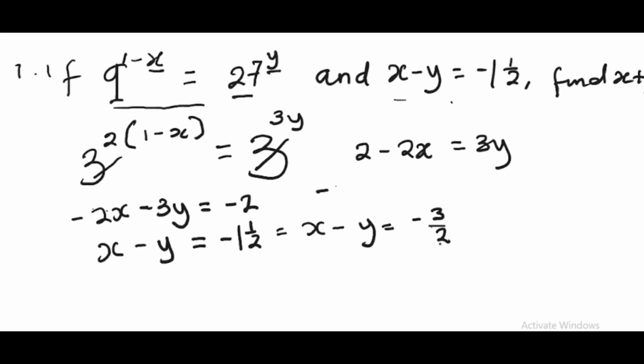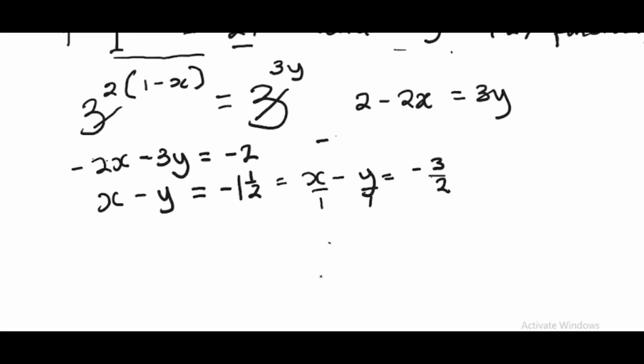This, the LCM. All right. So you know the denominator of everything here is 1. So the LCM of 1 and 2 is 2. So multiply through by 2 so as to clear fractions. So doing that, you will have 2x minus 2y is equal to minus 3.